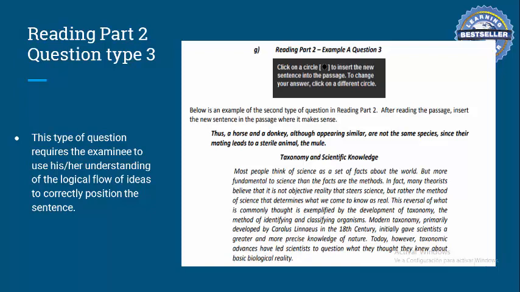Okay, let's continue. We have an extra skill that we need to use. It says, first, determine the meaning of the sentence. Second, where does it fit? Right? Using this understanding of the flow of ideas.